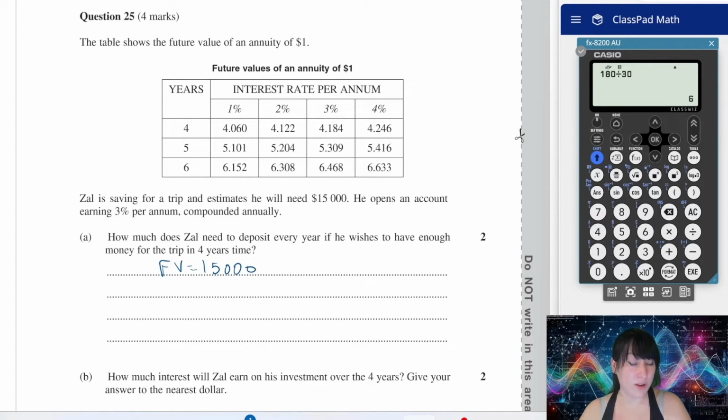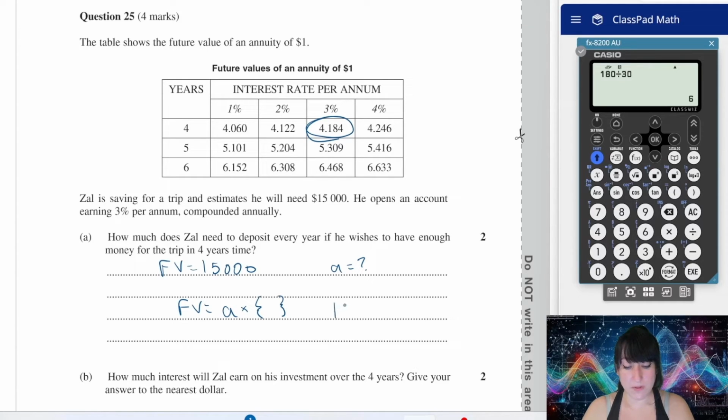We're being asked for the contribution. We often use A for contribution in annuities. And the future value equals the contribution times the number in the table. Now, the number in the table depends on the interest rate and the number of time periods. In this case, 3%, 4 years. So we're going to use this number here in the table.